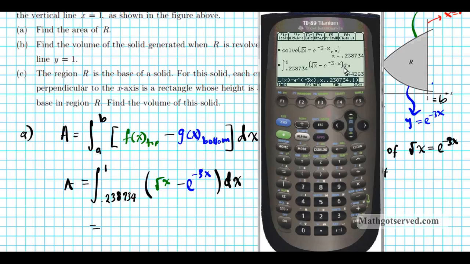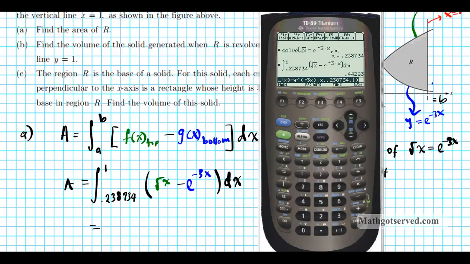All right, so what just happened here? Okay, there you have your integral. So look at it closely. You have to make sure that your expression is consistent with what you have here. So going from 0.238734 to 1. Good, that's what we have here in our pretty print. Root x minus e to the negative 3x dx, and that's it. All right, so that's that.